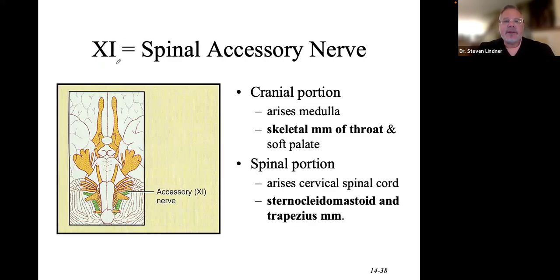Cranial nerve 11 is the spinoaccessory nerve, and that controls the skeletal muscles of the throat. And it also controls 2 muscles of the cervical spine, the SCM and the trapezius. The sternocleidomastoid and the trapezius muscle are innervated by the spinal accessory nerve, cranial nerve 11.